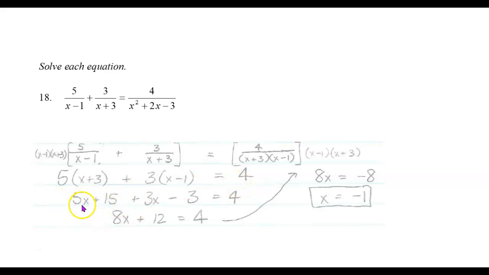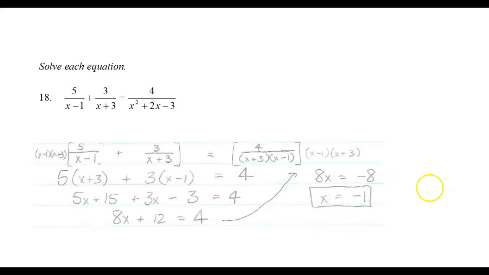Combine like terms. The 5x plus 3x gives you 8x, and the plus 15 minus 3 combines to plus 12. So 8x plus 12 equals 4. Subtract 12 on both sides, you get 8x equals -8. And then divide both sides by 8, and x equals -1.